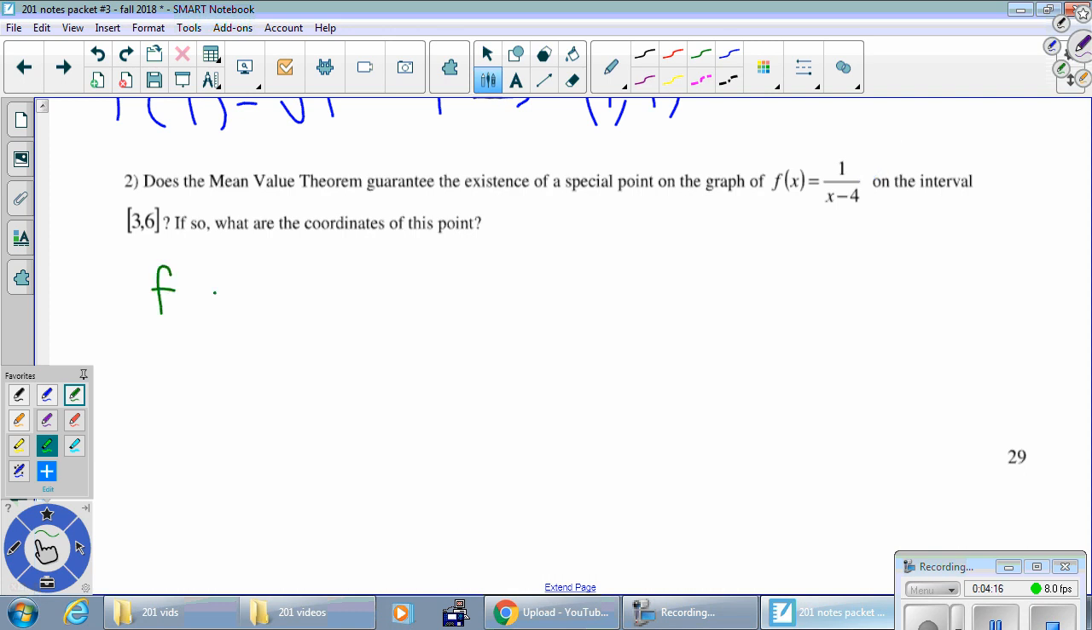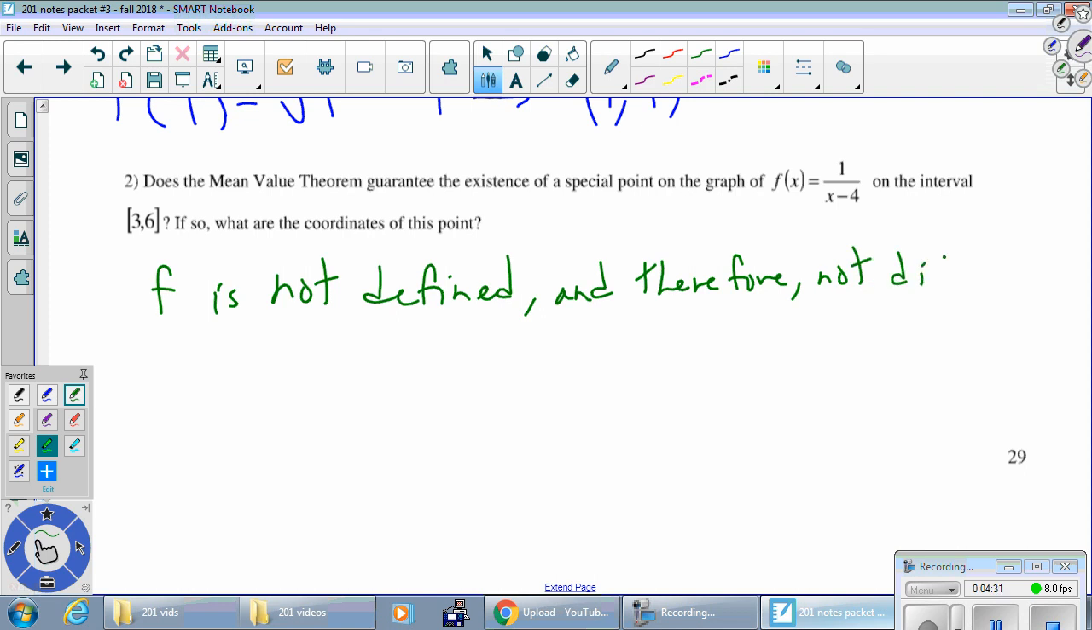So we would say that f is not defined at x equals 4. And so therefore, because it's not defined, therefore not differentiable at x equals 4. And so that means that this function is not differentiable on the interval 3 to 6.